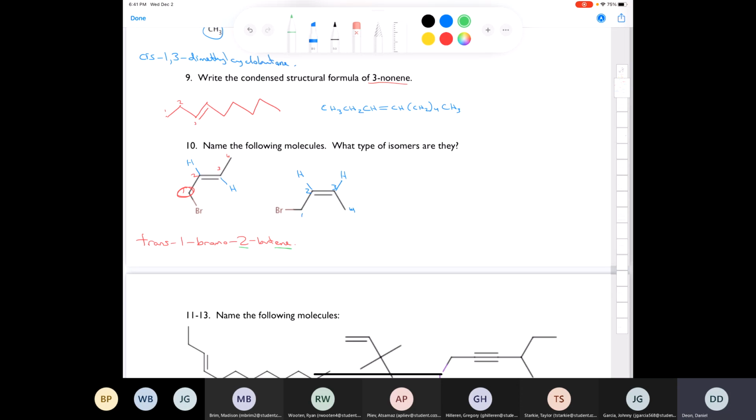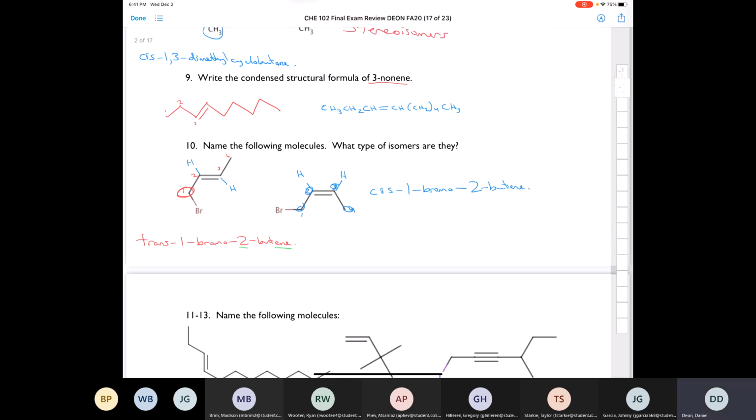Okay, so the substituents always come first, right? The locant for the substituent, and then the locant for the double bond in the longest carbon chain is always going to come last. All right, so same strategy for the compound on the right. We have 1, 2, 3, 4. So this is simply going to be cis-1-bromo-2-butene.